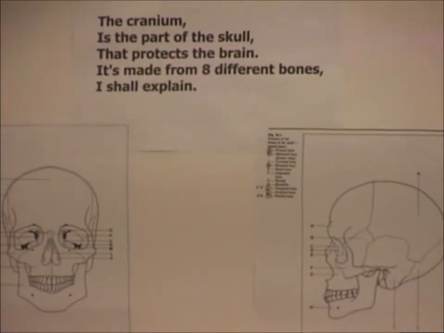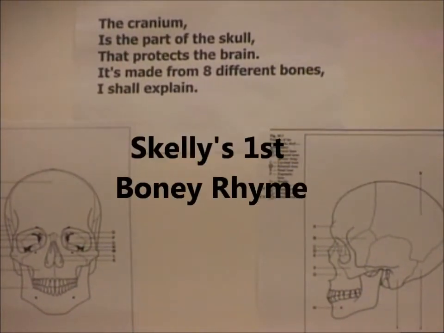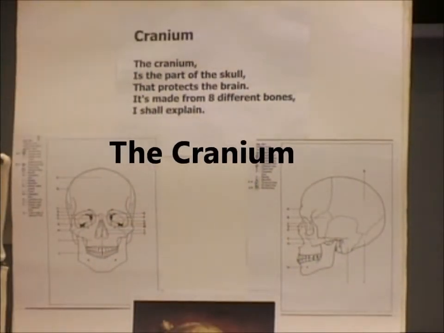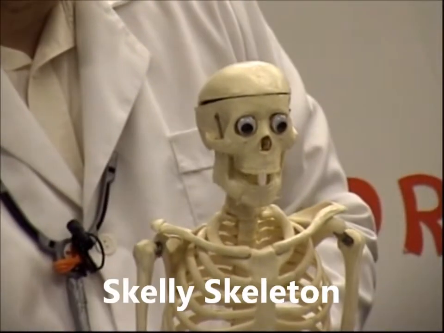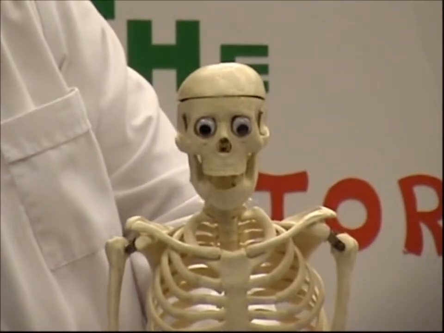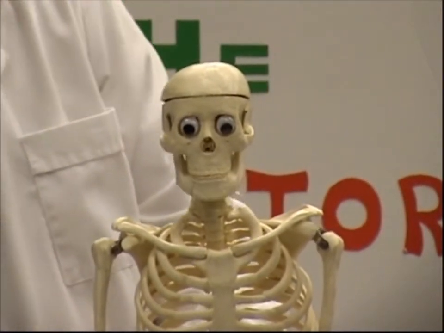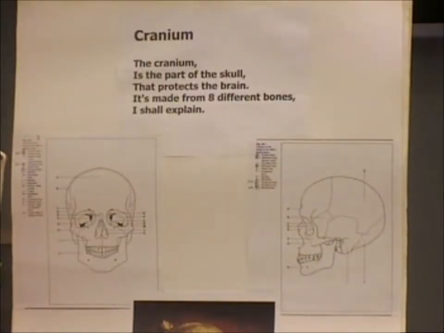Let's take a look here. Okay. So Skelly's first rhyme is the cranium. Here we see the cranium. Okay, Skelly, would you like to tell that one? Sure, Dr. Bones. The cranium. The cranium is the part of the skull that protects the brain. It's made from 8 different bones. I shall explain. Okay, so Skelly's going to explain some of the bones here.